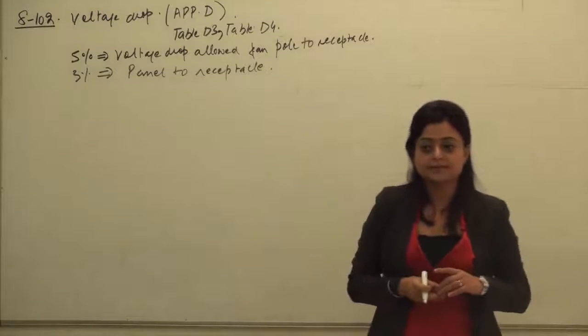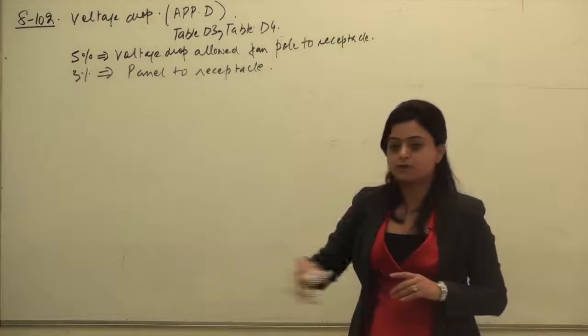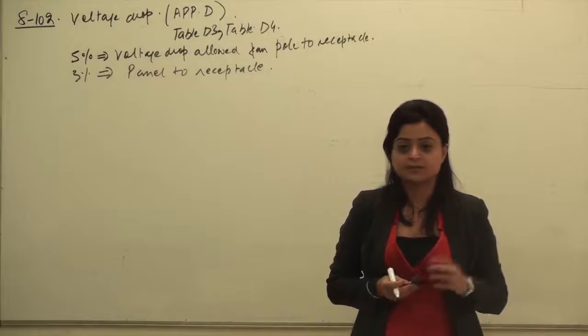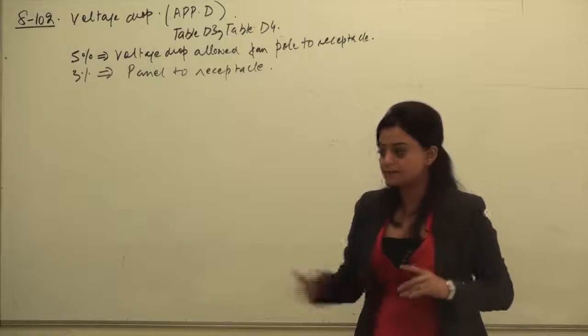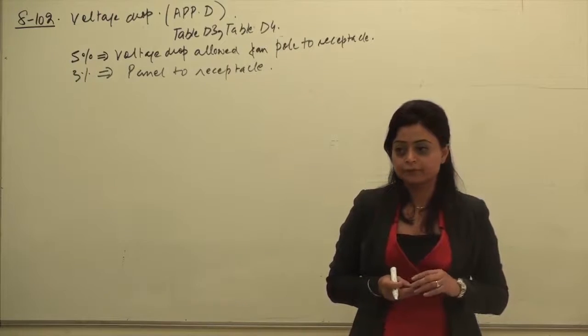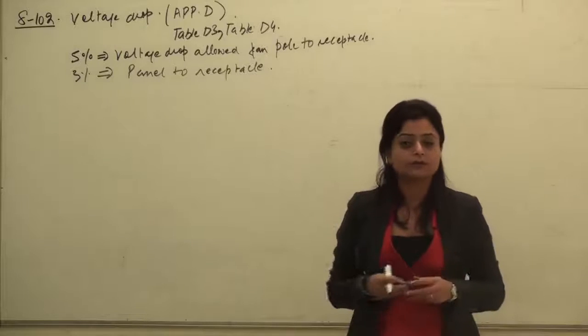What that really means is 120 volts is given by the pole. The maximum drop that I can see is 5% of 120, which is 6 volts. So the lowest this receptacle should give my equipment will be 114 volts. Are we clear? That's called voltage drop. Okay? How do we calculate voltage drop?